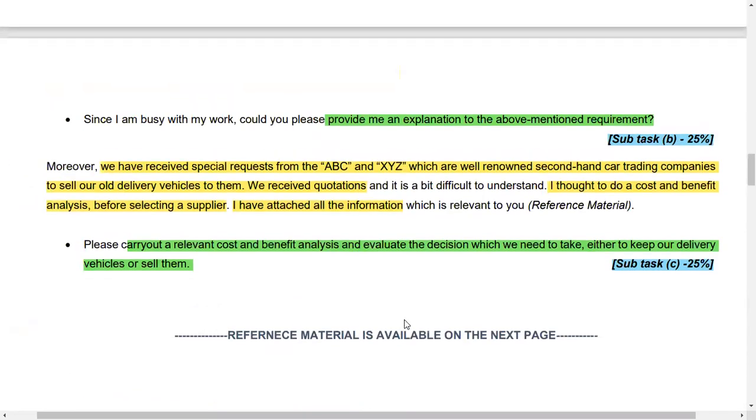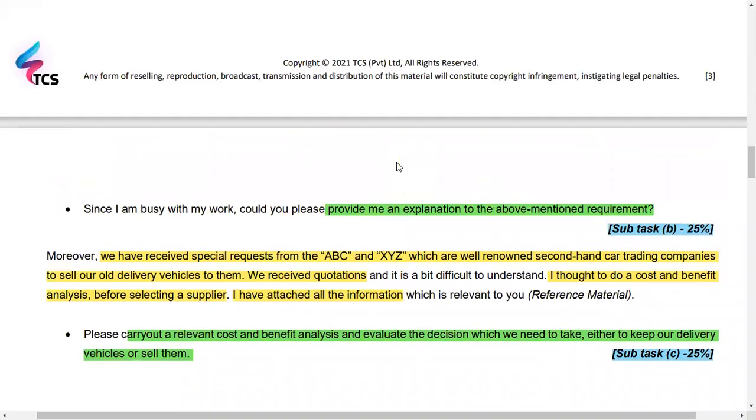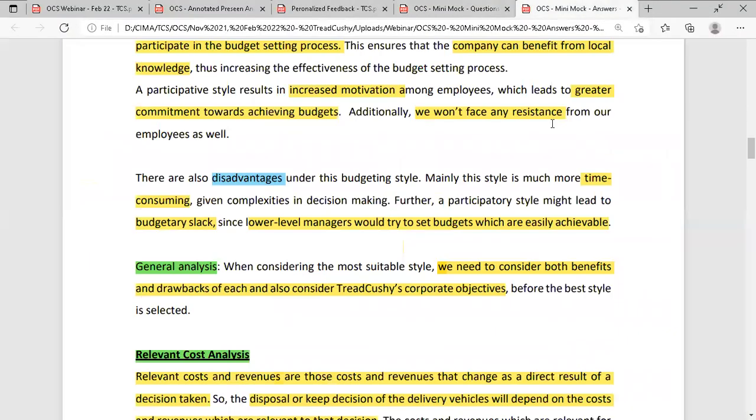Okay, so let's look at what the requirement is. Please carry out a relevant cost benefit analysis. So this is a question pertaining to relevant costing, and evaluate the decision which we need to take, either to keep our delivery vehicles or sell them. So this subtask consists of two areas. Area number one is with regards to relevant costs and relevant benefits. Area number two is with regards to the type of decision which we need to take when selling these vehicles. Okay, so let's look at the answer.